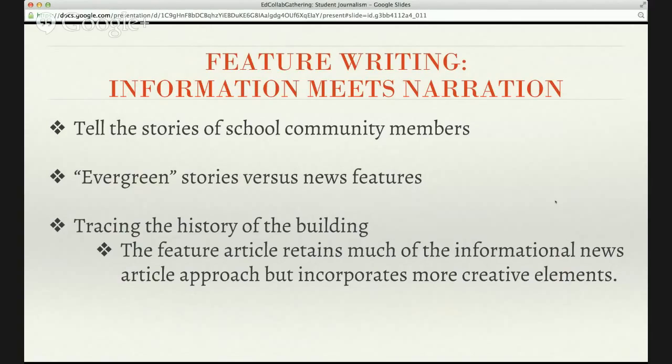So I have some students write need to know features for the need to know team, and they might write about how academic policies have changed over the years. The want to know people might write a feature on like the latest app that everybody is going crazy over. So you can still maintain that separation there.